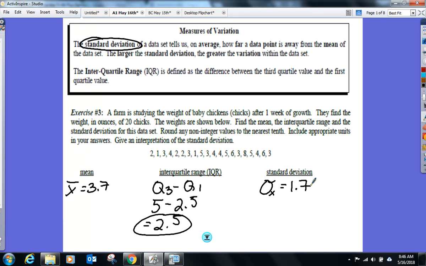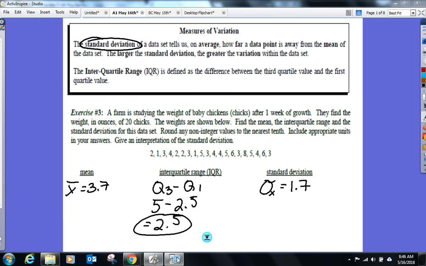So this number, everyone in agreement, this number is pretty low, which tells me these numbers are pretty close together. If this number were in the 20s, 30s, these numbers are going to be really spread out. Their range. Questions?